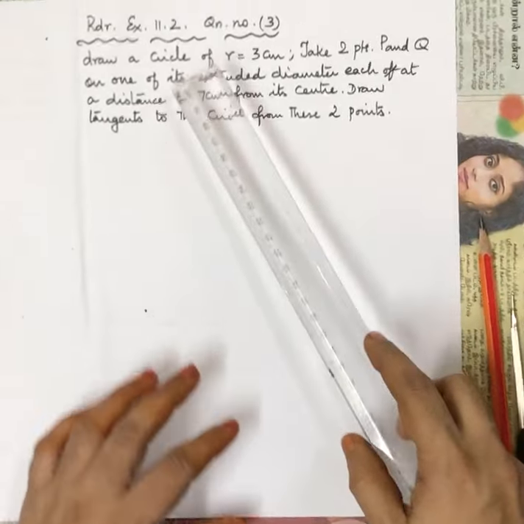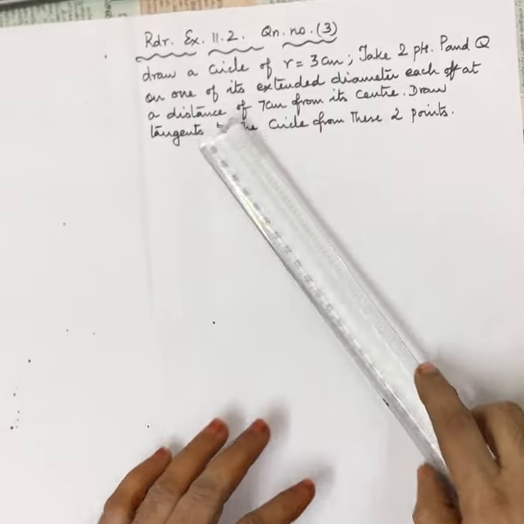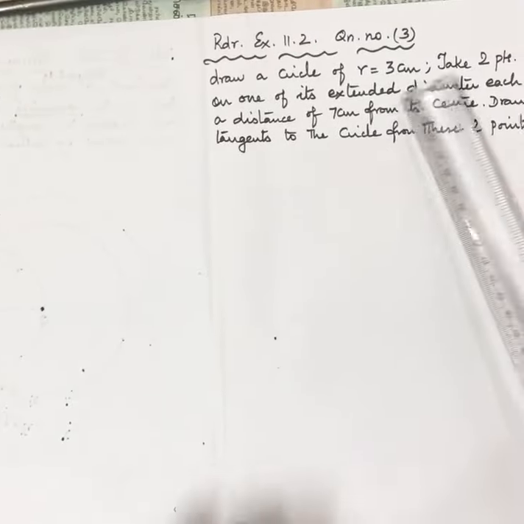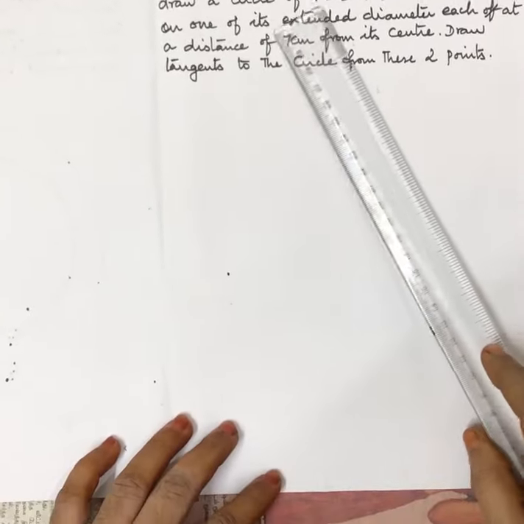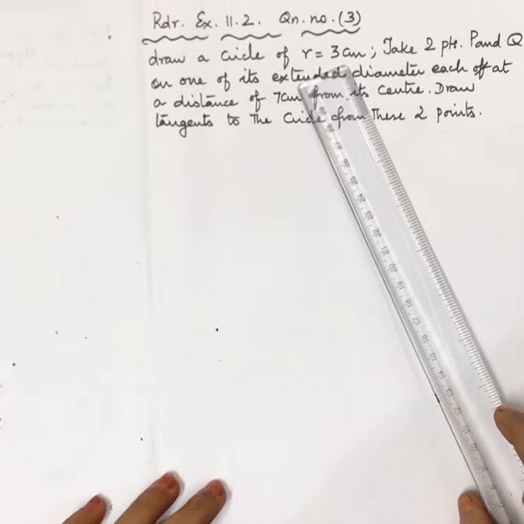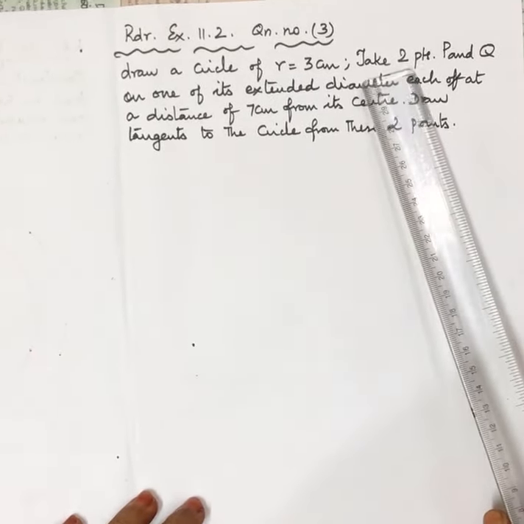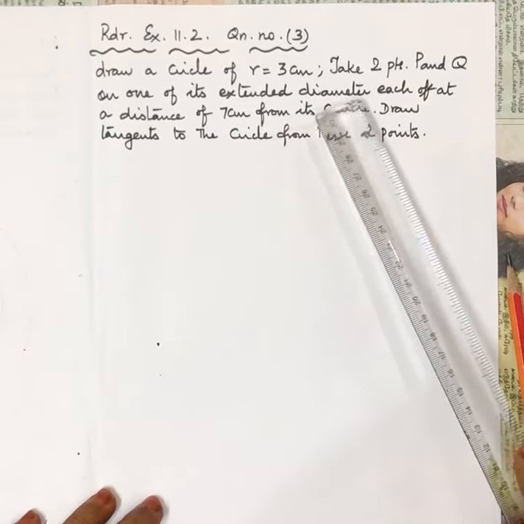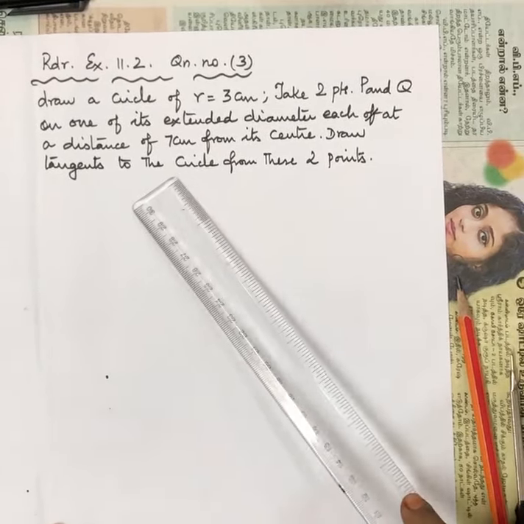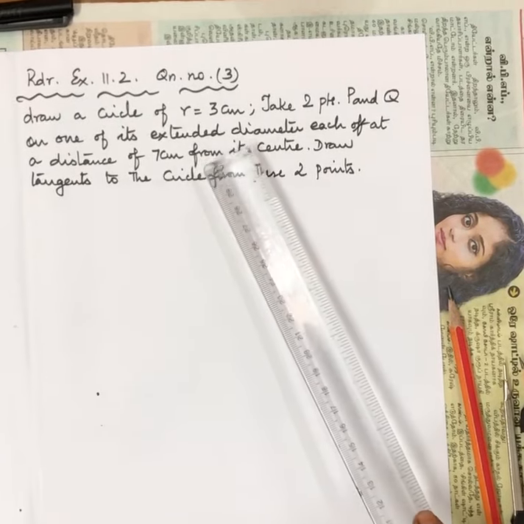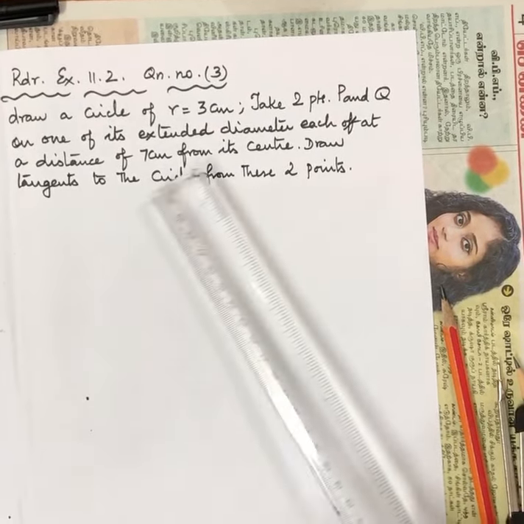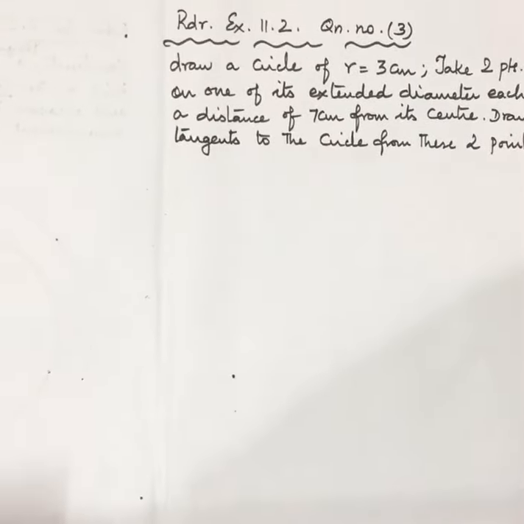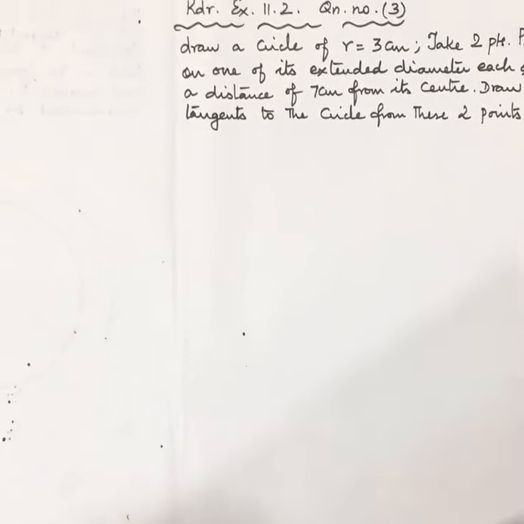Now question number 3. Exercise 11.2, third question. Draw a circle of radius 3 centimeter. Then you have to take 2 points P and Q on its extended diameter, each at a distance of 7 centimeter from the center. And from these 2 points you have to draw the tangents to the given circle.